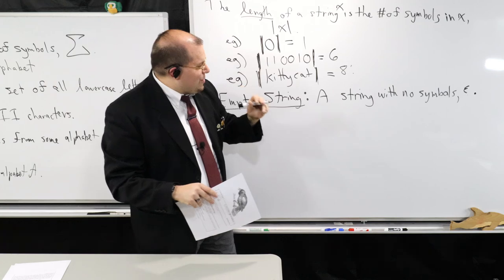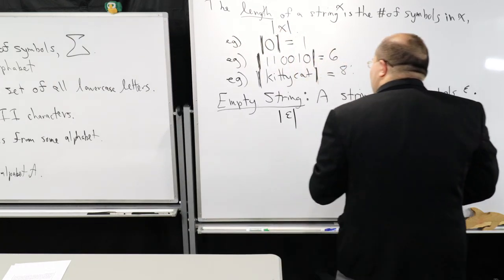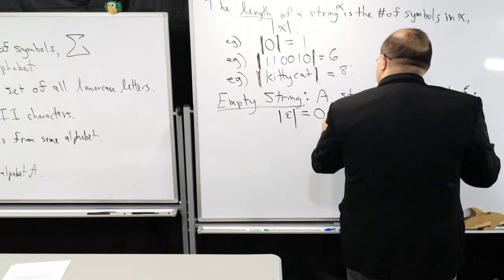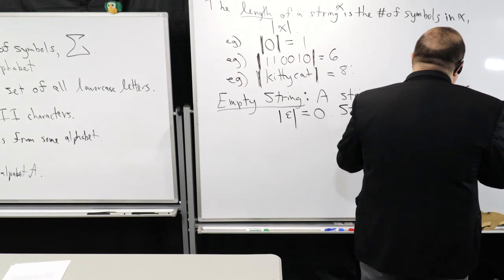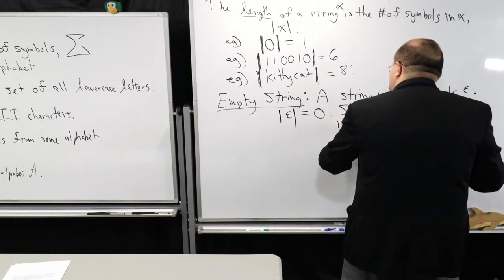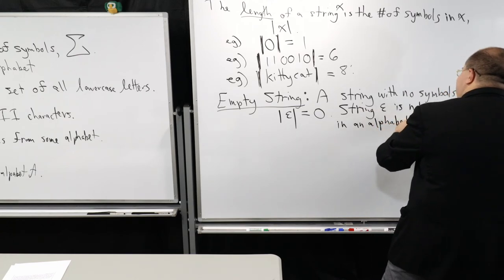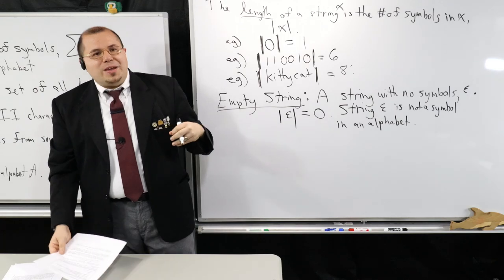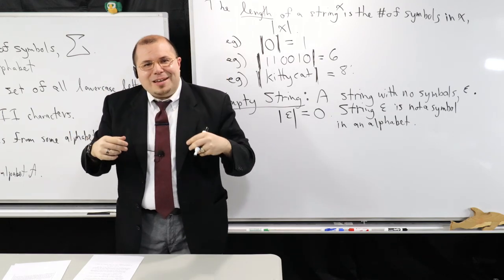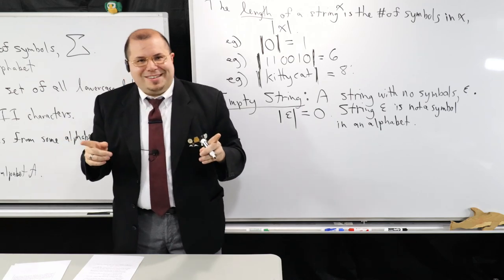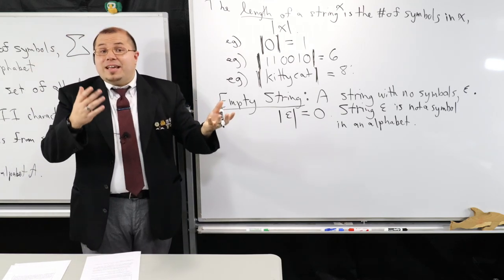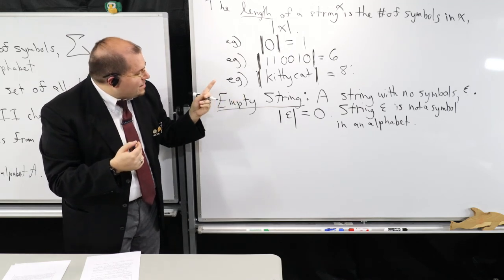Okay, let me elaborate on this in one moment. If I asked about the length of the empty string, it's equal to 0. But remember, epsilon is not a symbol. It's not a symbol in an alphabet. The first thing to point out is that it is a string, it's not a symbol. If you gave me a set and it had epsilon in it, that is not equal to the empty set. I haven't even talked about languages yet, I'll talk about this in a moment. But the empty set is not the same as the empty string. That's the big thing. The empty string is still a string.